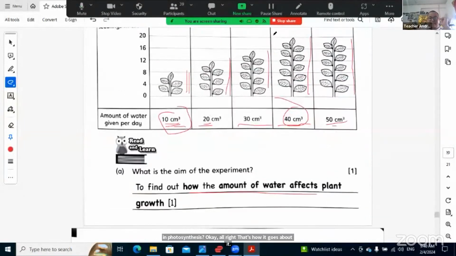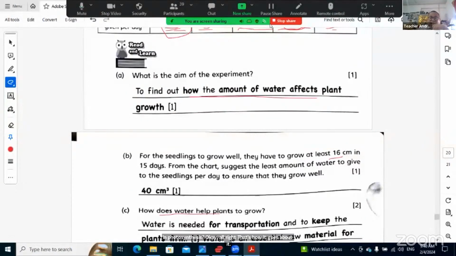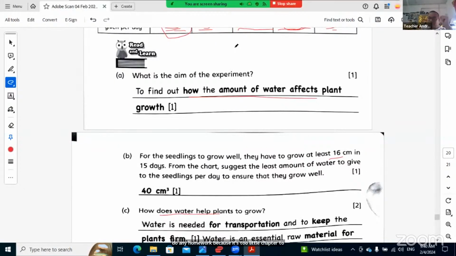So I'm going to send this in Zalo. Last week, I never gave any homework because it was too little a chapter to give. This week, I'm going to give homework which is quite heavy. I will give the homework on Zalo by tomorrow. So students, please take note of what we learned today and study the water cycle and the different stages. I'll give you homework tomorrow. With that, I'll end the lesson.